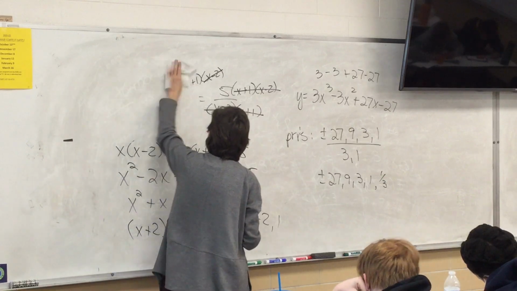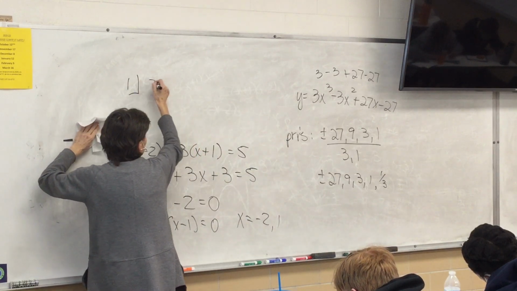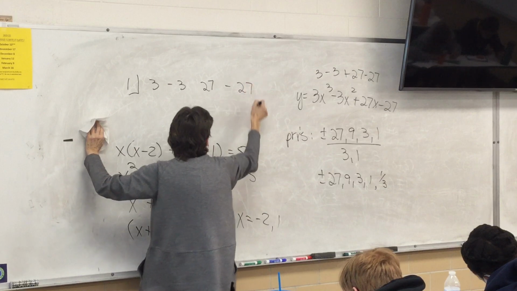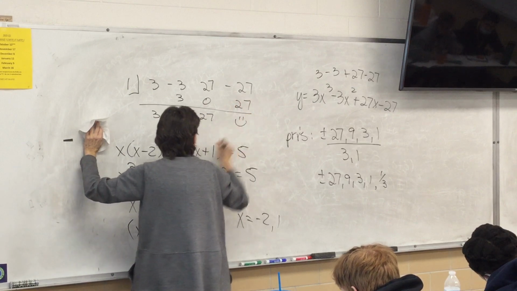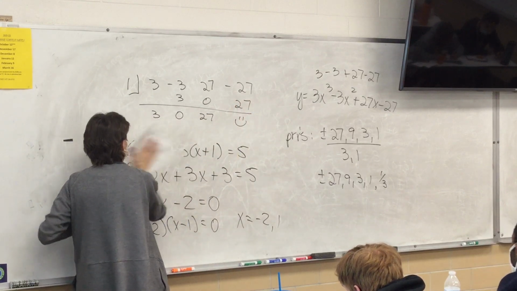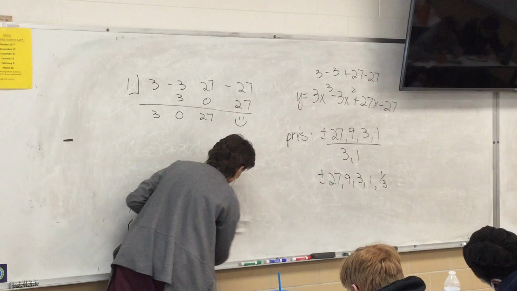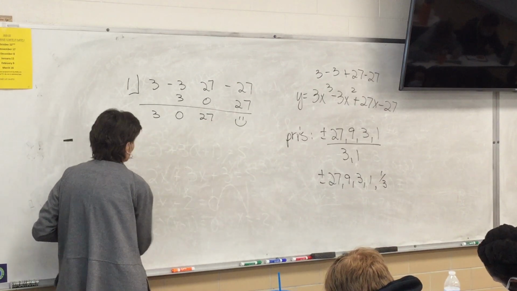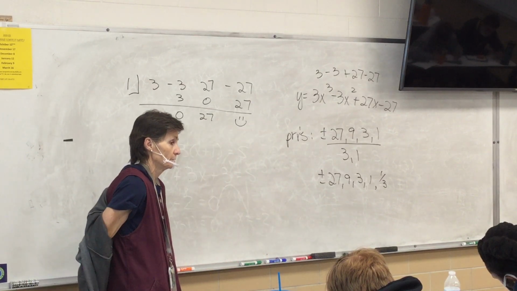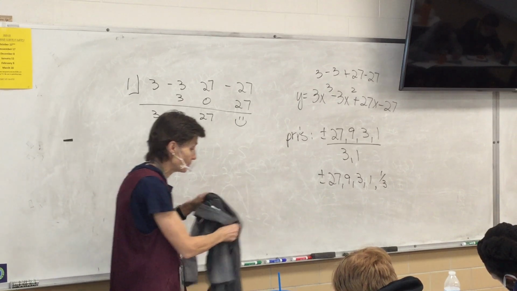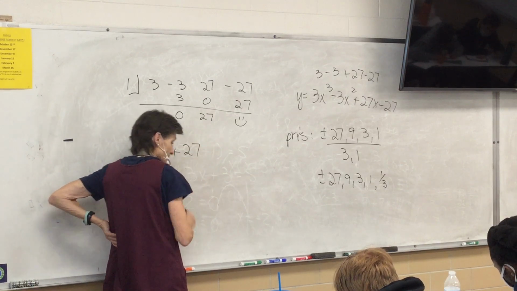So I'm going to go ahead and divide out 1. Now, if you guess wrong, you're not going to get a 0 there, right? If you guess wrong. But we guessed right, so it's all good. Now, where do I go from here? So the new equation is 3x squared plus 27.